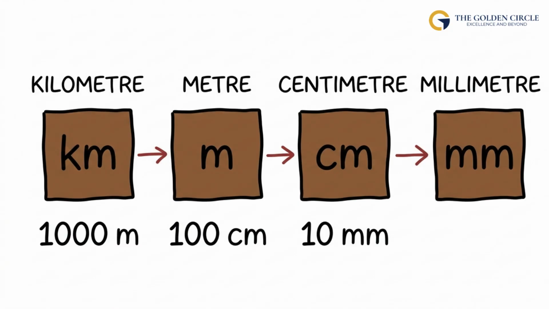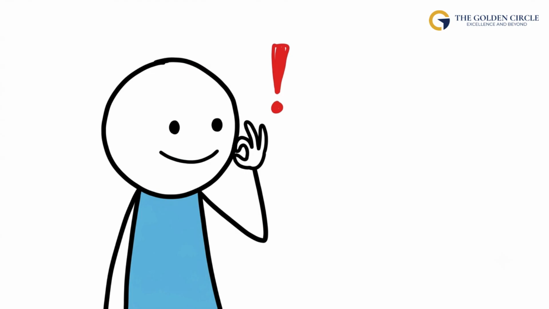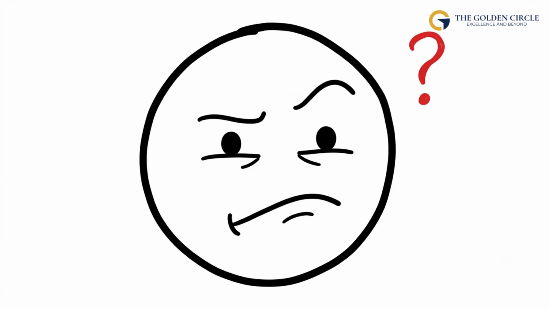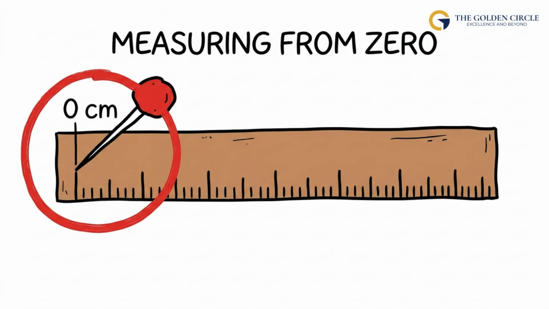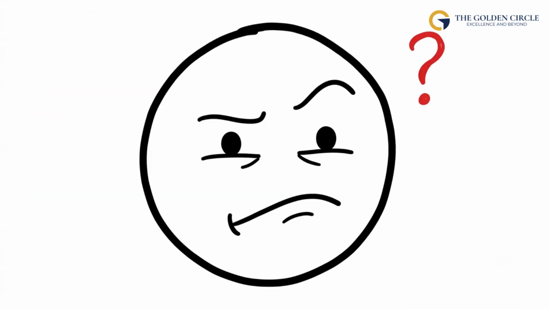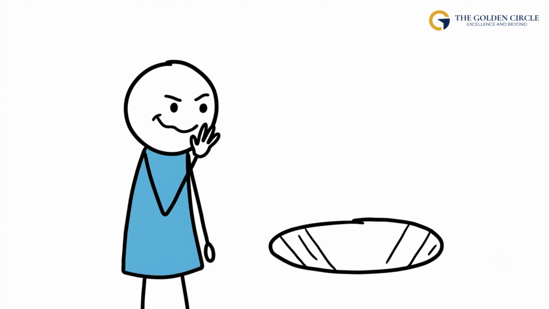Now here's something almost every student gets wrong at least once. Say you're measuring a pin with a ruler. You'd think just place it anywhere and read the number, right? Wrong. The head of the pin has to exactly touch the 0 mark on the ruler. If you start from 1 instead of 0 by mistake, your entire answer is wrong, even if your eyes tell you it looks right. And here's an even sneakier trap.